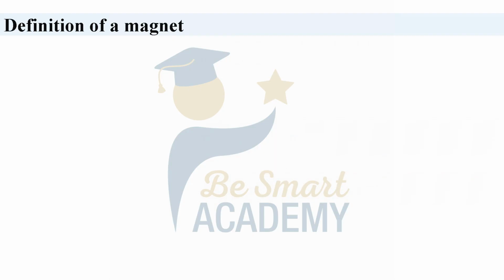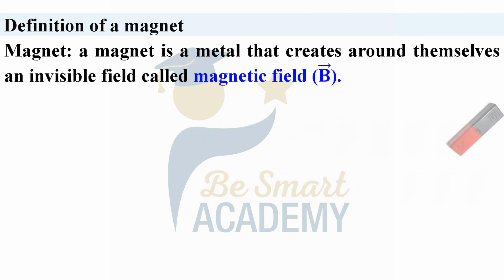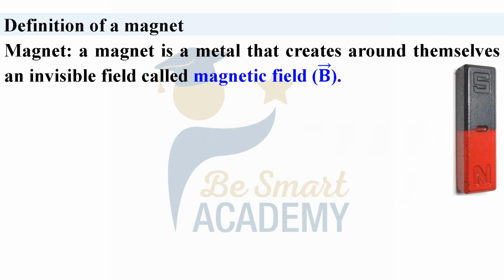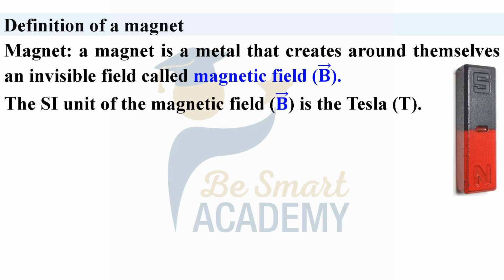A magnet is a metal that creates around itself an invisible field called the magnetic field. So a magnet is a material or metal that produces around itself a field that we call the magnetic field, abbreviated as B vector. The SI unit of the magnetic field B is Tesla.